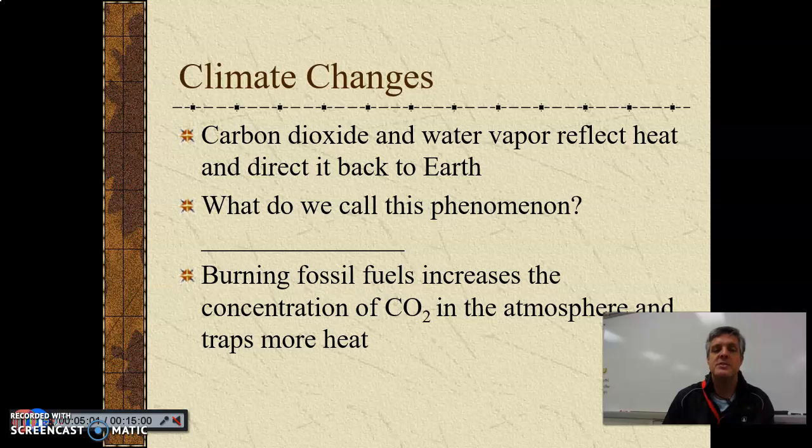As far as climate change, it says here carbon dioxide and water vapor both reflect heat and direct it back on Earth. There are other chemicals that do that too. Methane is one. Methane is actually one of the hot ones right now because it's known that cows burp methane, and these huge giant cow farms we have throughout Colorado and western Nebraska expel a lot of methane, and it's not good for the atmosphere. We call this phenomenon the greenhouse effect. That's that blank right there, okay?